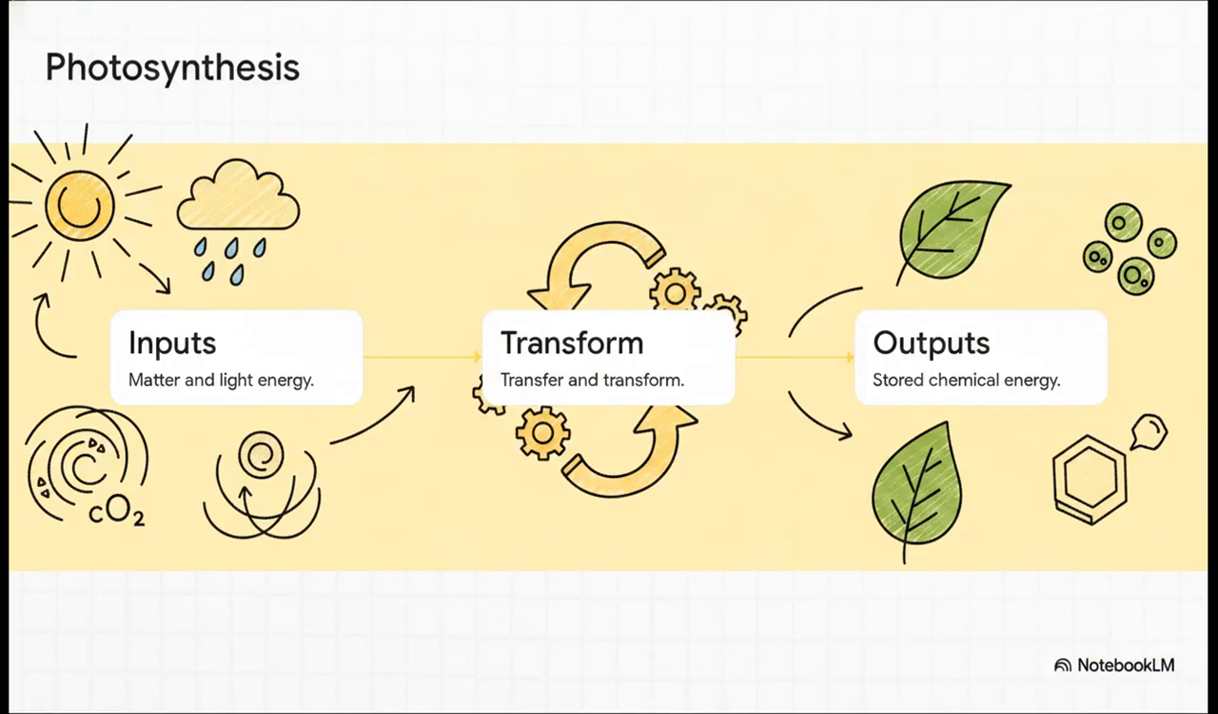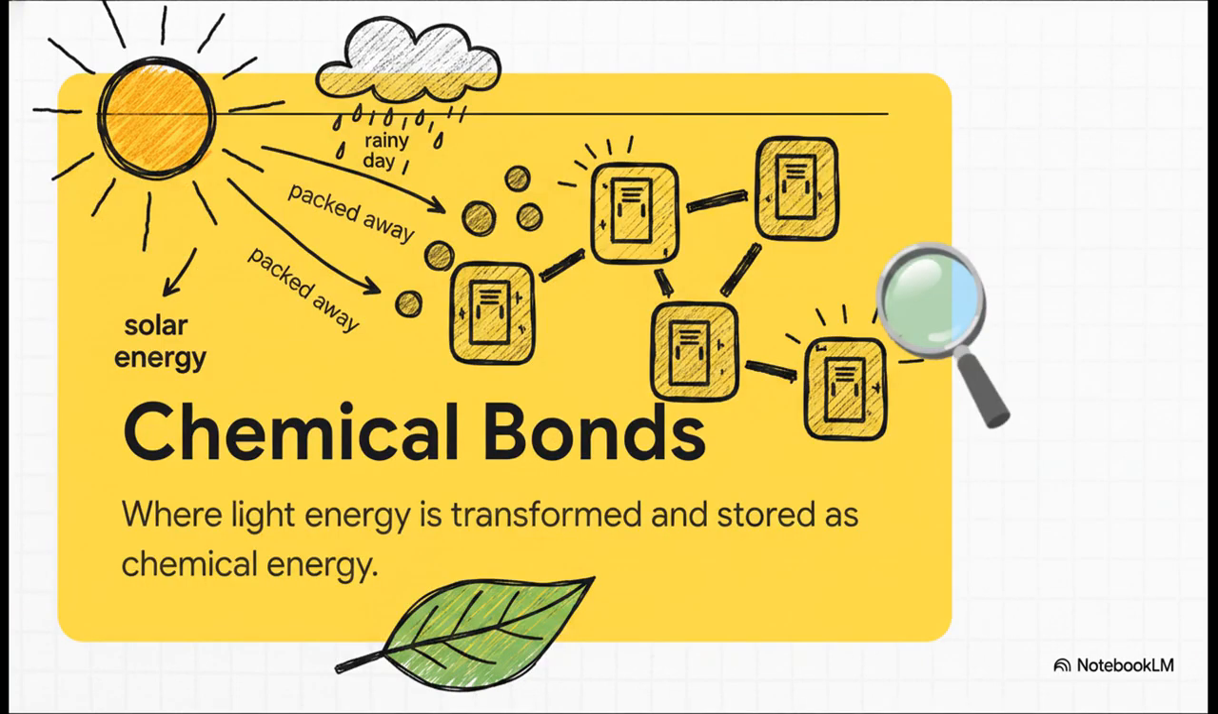Think of plants and algae as these incredible biological solar engines. Through the magic of photosynthesis, they take in some very specific inputs. We're talking light energy, water, and carbon dioxide. Then they completely rearrange that matter and transform the light into stored chemical energy in the form of sugar while outputting oxygen as a handy byproduct. It's really nature's way of saving power for a rainy day.